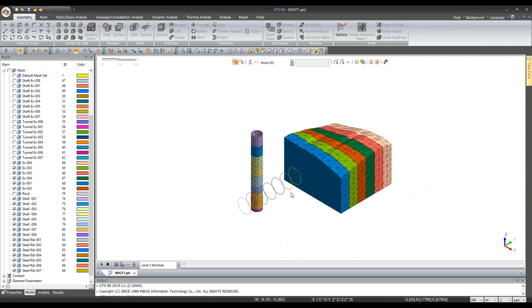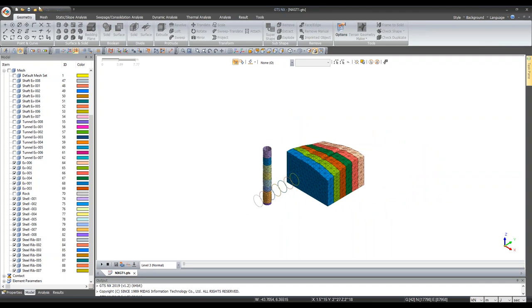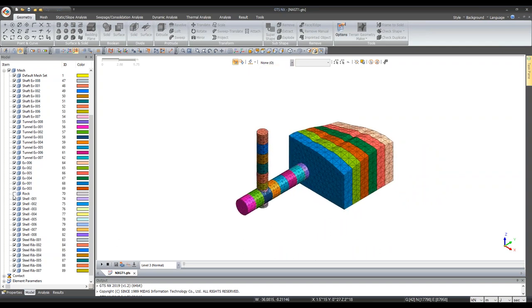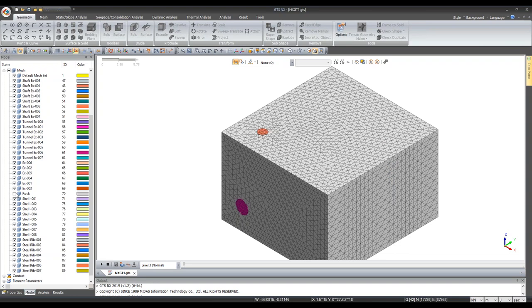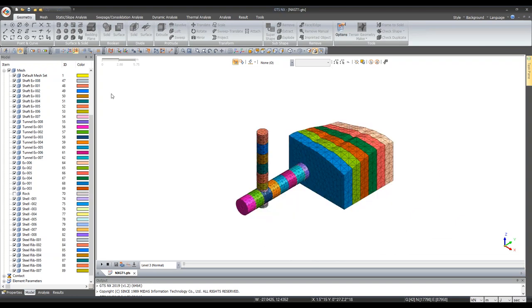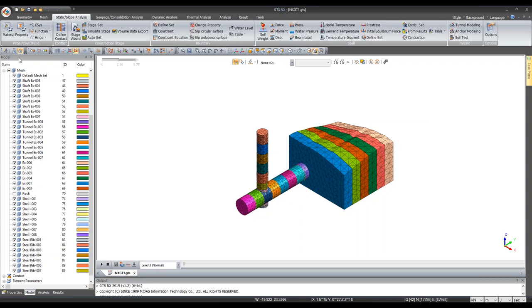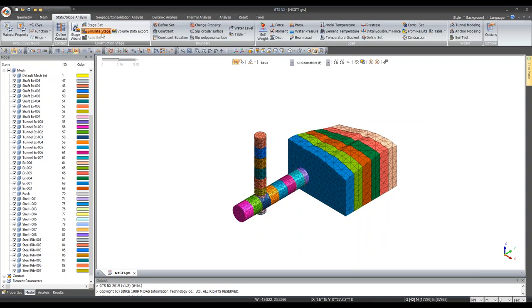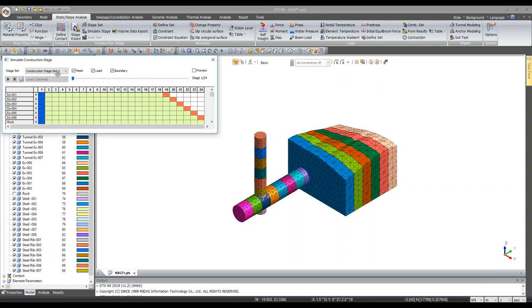Now this is our deep excavation. I'll be showing you the excavation sequence. Let's say I have removed my rock. This is my rock, and I'm just hiding it. What I will do here is show you my excavation sequence. So I simulate my stage, and this is how it goes.